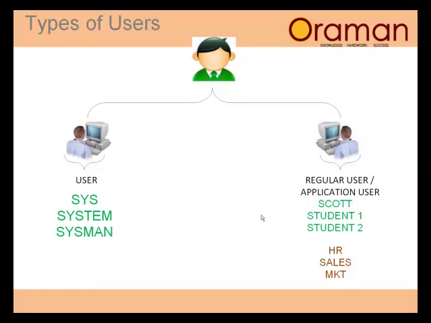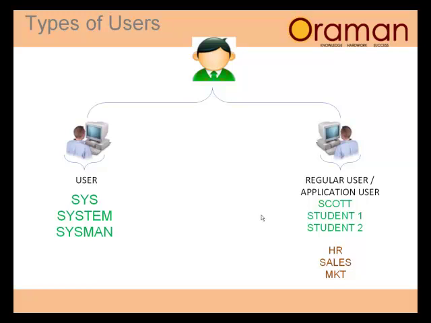The regular users are application users, which are HR, sales, marketing. They are not real people, but the application will use a placeholder as a user to keep all its database objects like tables, views, indexes, and so on. In the next screen, I'm going to demonstrate that for the HR user. But imagine for a given application, all the objects required in the database will be saved under that application user.